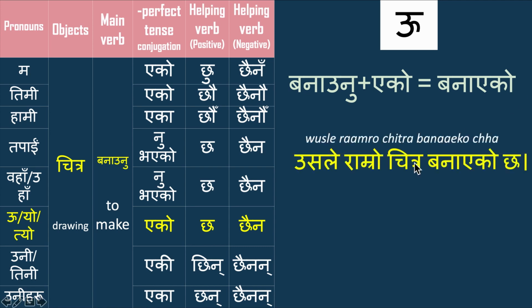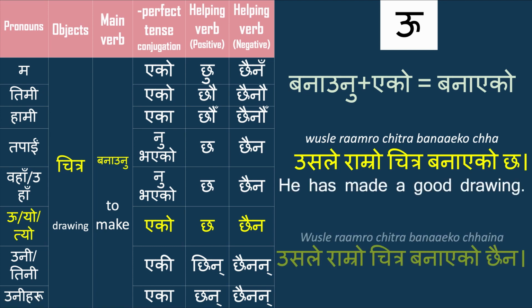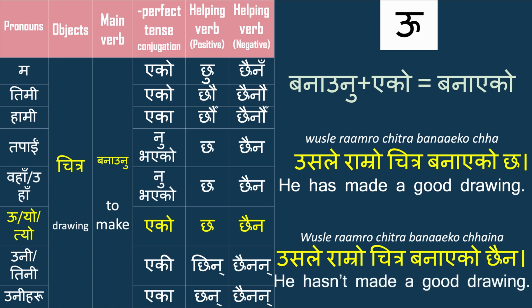उसले राम्रो चित्र बनाएको छ. He has made a good drawing. उसले राम्रो चित्र बनाएको छैन. This means he has not made a good drawing.